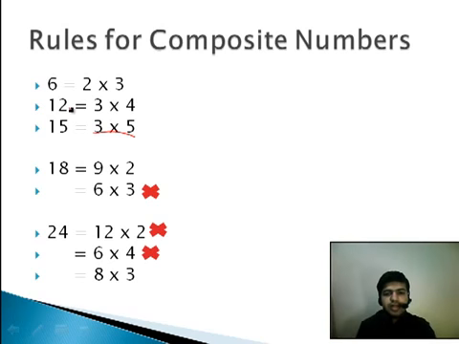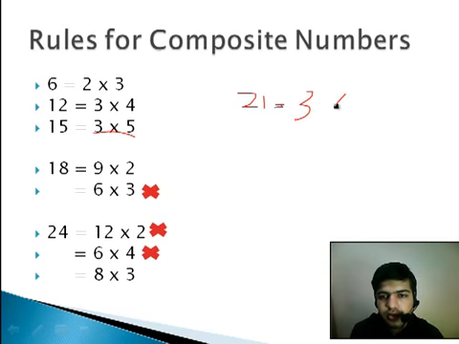So we can take this rule and apply it to some bigger numbers also. Say we want to check whether a number is a multiple of 21. We know that 21 equals 3 into 7. So if a number is a multiple of 3 as well as 7, the number has to be a multiple of 21. Let's consider 42. 42 is a multiple of 7 as well as 3, so it has to be a multiple of 21.